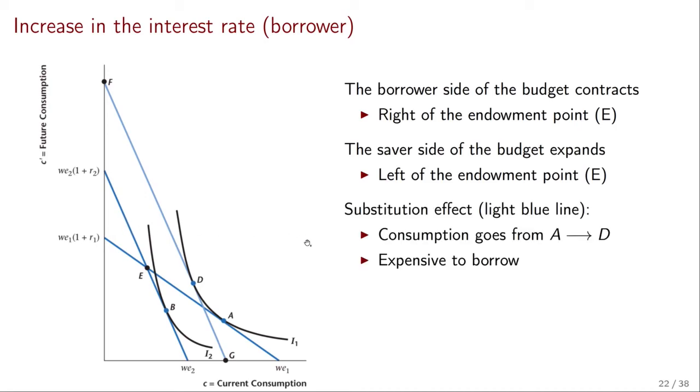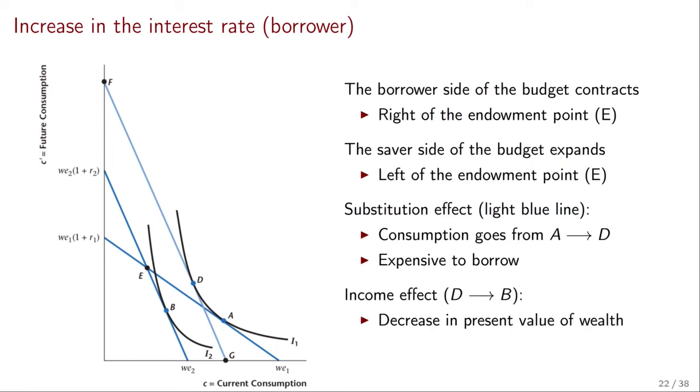What we see here is that the substitution effect, this is the change from point A to point D in the light blue line, it's making consumption go down. It is expensive to borrow relative to saving and having more consumption in the future. As a consequence, there is less consumption and more savings. Finally, the income effect, in this case from D to B, goes in the same direction. The decrease in the present value of wealth is forcing the agent to consume less. So in this case, the effect is not ambiguous.